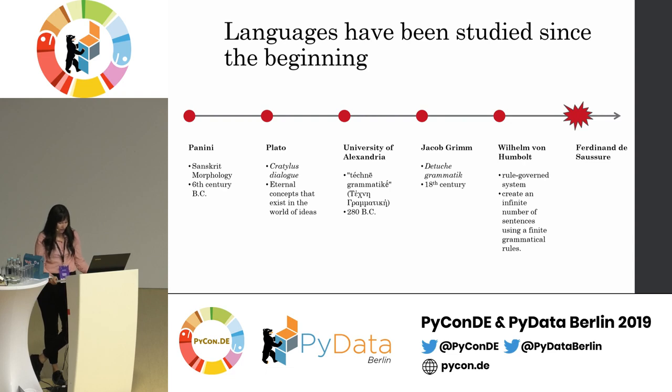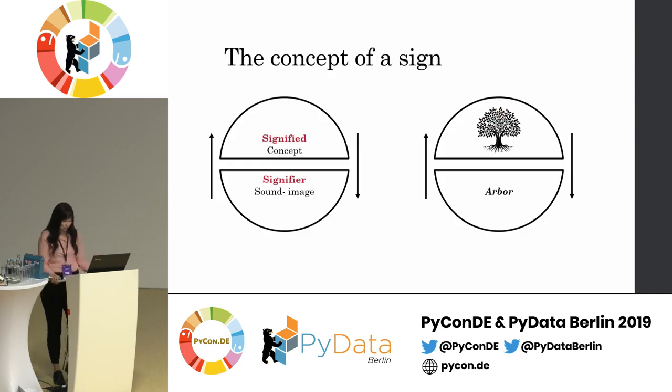Wilhelm von Humboldt defined human language as a rule-governed system, with which we can create an infinite number of sentences using finite grammatical rules. If we go back to the breaking point, when modern linguistics was founded by Saussure, an essential concept was created, the concept of sign, which is the combination of signified and signifier.